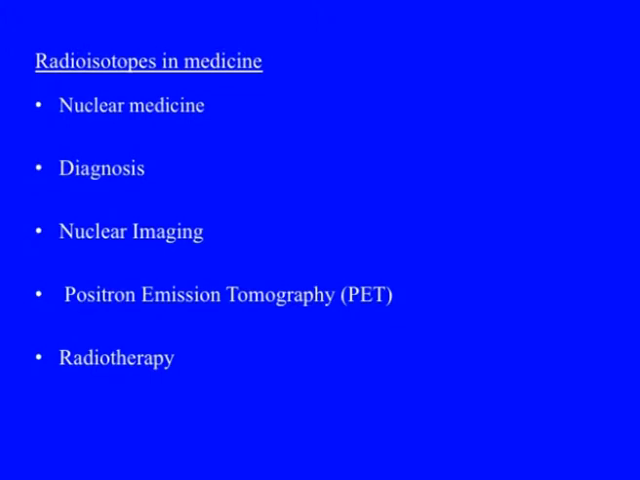In recent years, a lot of advancement has taken place. For example, tomography like CT and PET, or positron emission tomography, procedures have been established. So, a lot of advancement has taken place in this area. Now, this radioisotope technique could be used for diagnosis, nuclear imaging and other applications. For example, radioactive tracers which emit radiations from within the body could be used.